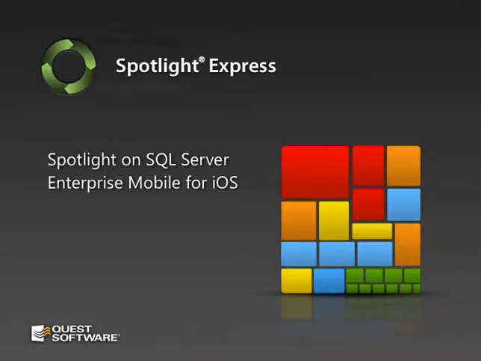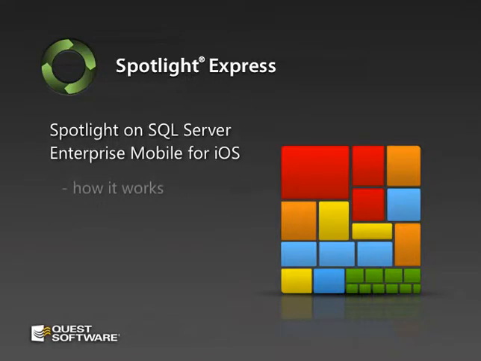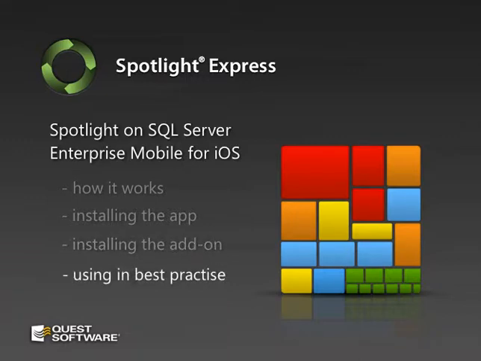This video is a guide to using the first release of Spotlight on SQL Server Enterprise Mobile for iOS. We will cover how Spotlight gets data from your Spotlight on-premise environment to the Spotlight app on your device, how to install the app and user token on your iPad or iPhone, how to install the add-on in your on-premise environment and configure it to publish your status data to complete the process, and finally, how to use Spotlight Express to view your SQL Server environment status when you're not at your desk.